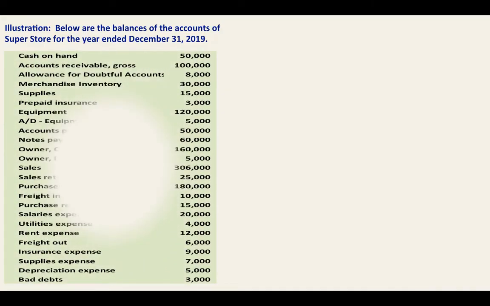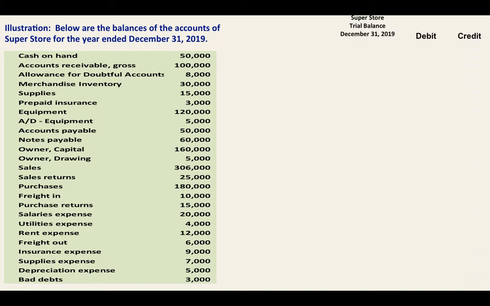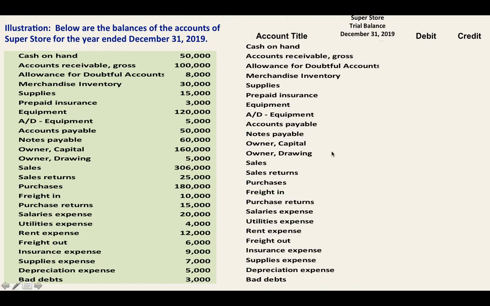Okay, this is what we have. The first thing that we have to do is prepare the trial balance. So our trial balance, this is our regular columnar headings, and these are our accounts. You should know the normal balances of these accounts. Cash on hand is debit. Accounts receivable is debit because it is an asset. Allowance for doubtful accounts is credit because it is a contra account of accounts receivable. Merchandise inventory is debit, an asset account. Supplies and prepaid insurance are both debit. Equipment is debit. The contra account of equipment is credit.